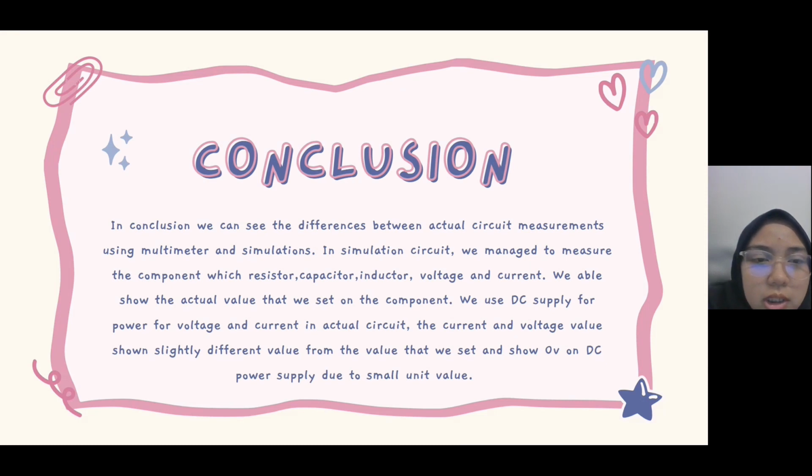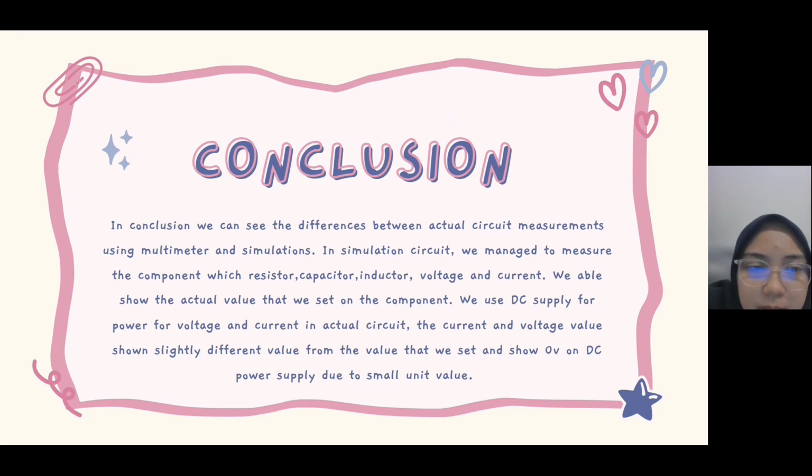In conclusion, we can see the difference between actual circuit measurement using multimeter and simulation. In simulation circuit, we manage to measure the components which are resistance, capacitance, inductance, voltage, and current. We are able to show the actual value that we set on the component.